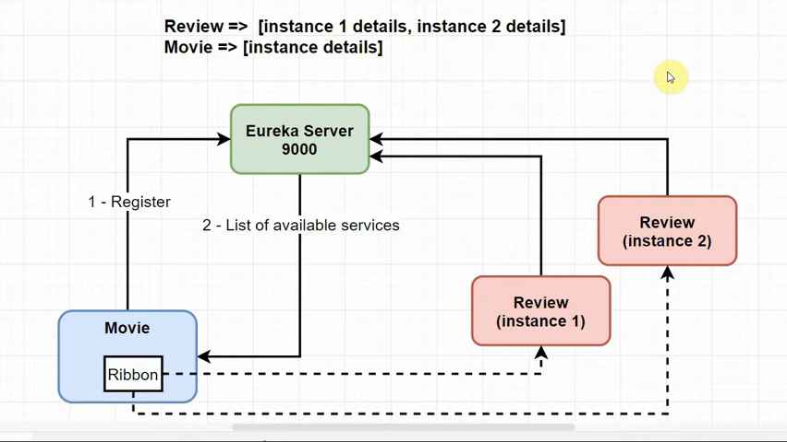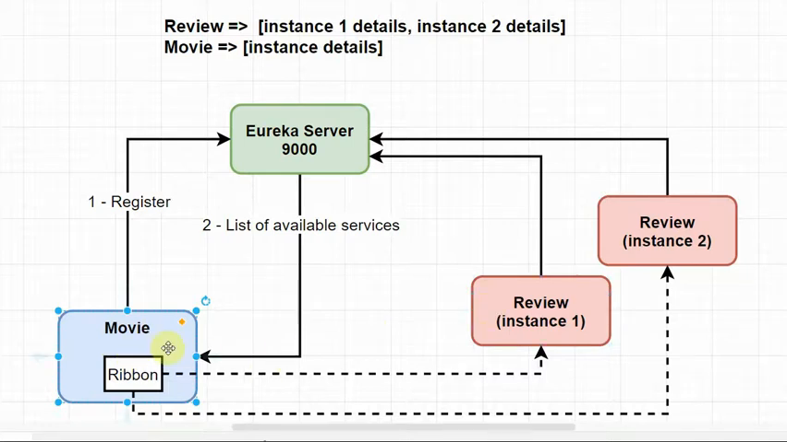Previously we looked at the theory of the discovery service, Eureka server, and now we'll look at some code, how this is configured, all these things. In our example, we have one Eureka server, and then there is a movie service which communicates with the review instances. So we have basically two services.